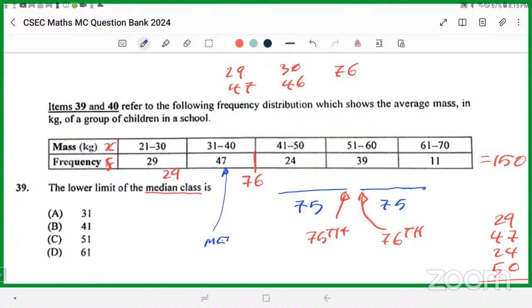Median class. And the median class, the lower limit is this 31. 31 is the lower limit of the median class. What a question. I think they meant to say modal class, you know, but it happens.